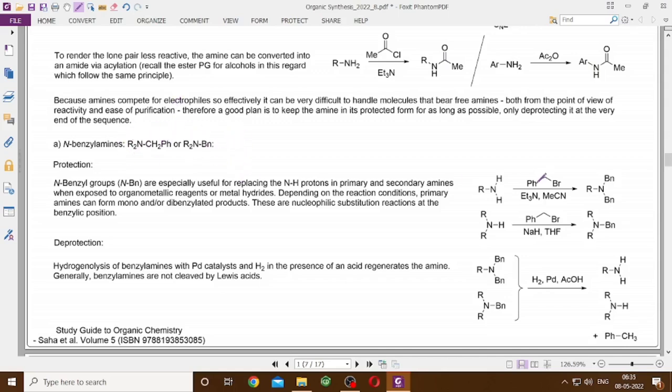of benzylation reaction. When you treat that with PhCH2Br in say triethylamine and acetonitrile, or you can use sodium hydride in THF. So you have your either doubly benzylated or simply benzylated compound. So you know this hydrogen is gone, CH2Ph ঢুকেছে, ফলে স্টেরিক হিন্ড্রেন্স বেড়েছে, etc. The removal is generally done with hydrogenolysis, with hydrogen in palladium charcoal or palladium acetic acid that regenerate the amine. Benzyl amines are not generally cleaved by Lewis acids.